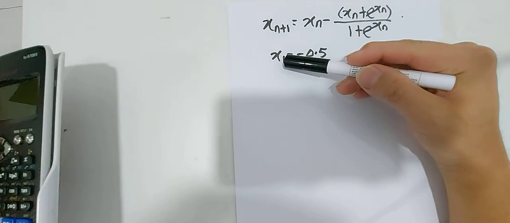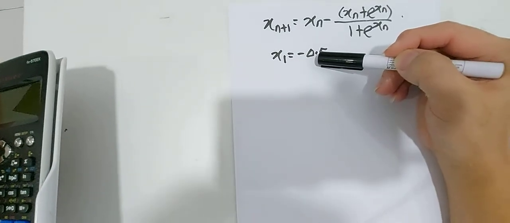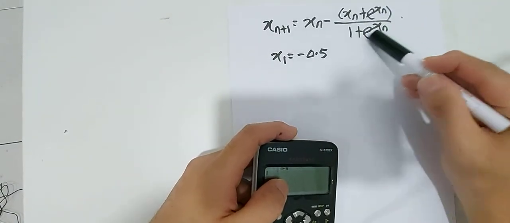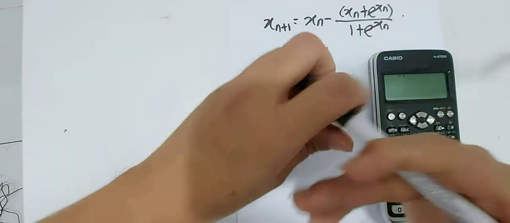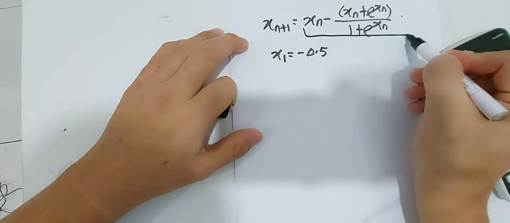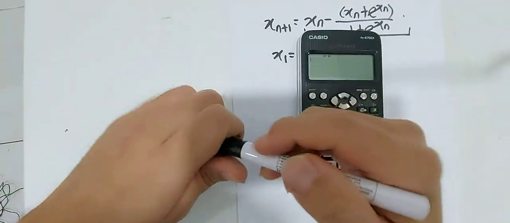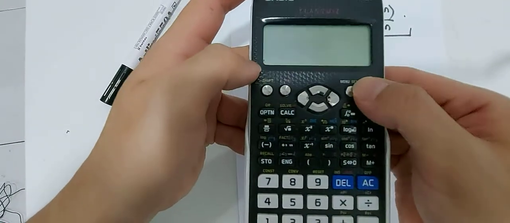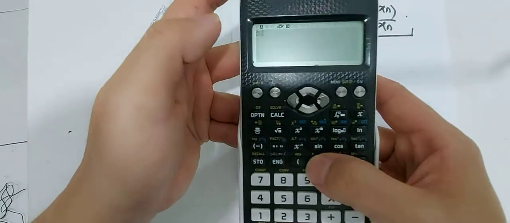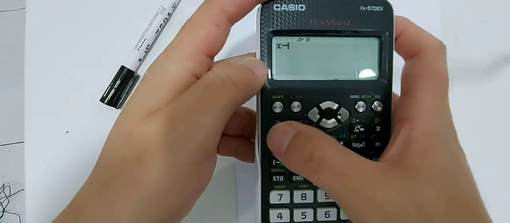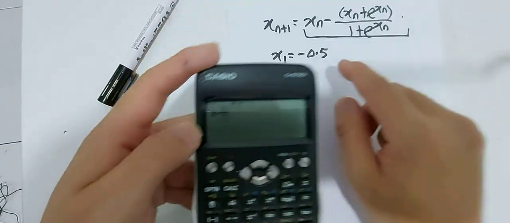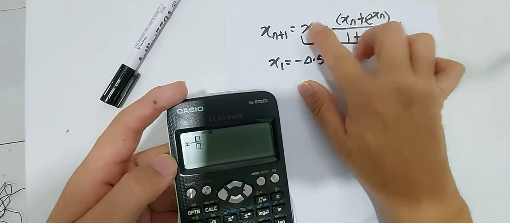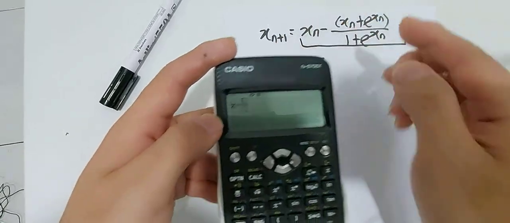Okay, let's continue, using the calculator to get the value of all the approximations. As this is the first approximation, given by the question, it is negative 0.5. This is the Newton-Raphson iteration formula which I have derived from the question. So I'm going to key in the right hand side of this function into the calculator. Very simple, just by pressing alpha X, then minus, then key in this fraction, x plus e^x. The xn is just a representation, okay? If this is 1, this is 2. If this is 3, this is 4, alright?